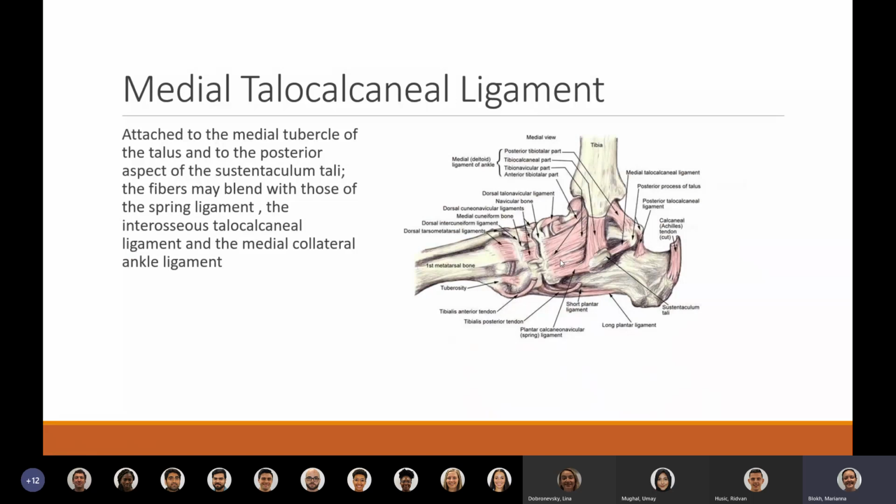Okay, then the third ligament between the talus and the calcaneus is your medial talocalcaneal ligament. Here's the picture of it, medial talocalcaneal ligament. Basically, it's attached to the medial tubercle of the talus. Remember, lateral tubercle, your groove, medial tubercle. So it's attached from the medial tubercle of the talus to the posterior aspect of the sustentaculum tali. What's important about it is that its fibers may blend with our spring ligament that we'll discuss. That's very important because it provides a little extra support on the medial side, right?